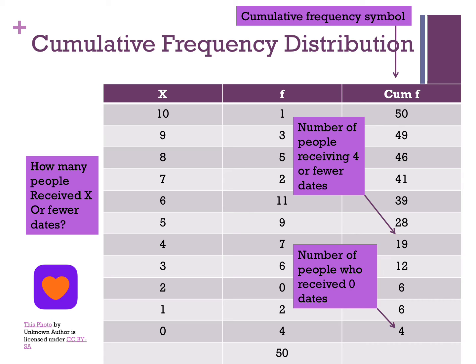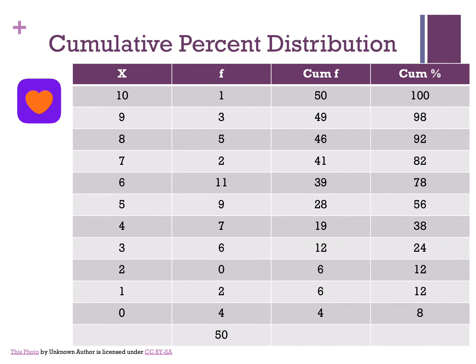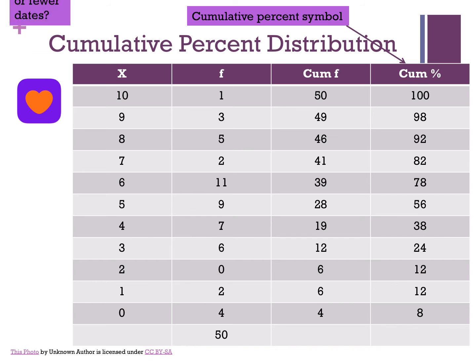In the next table, we'll add another column called the cumulative percent. So in this table, the cumulative percent distribution, another new column has been added on the right-hand side of the table. The header for this column is CUM percent, the symbol for cumulative percent. The entries in this column answer the question, what percent of people received X or fewer dates?